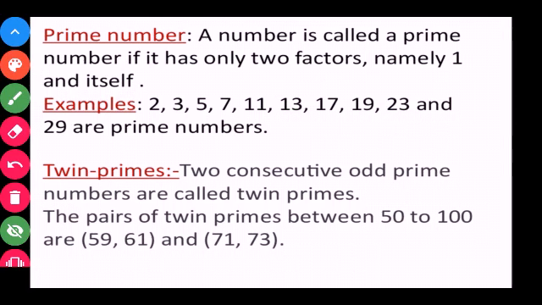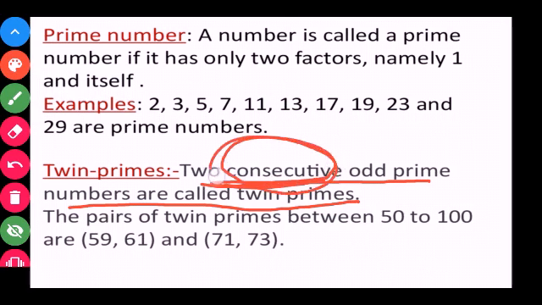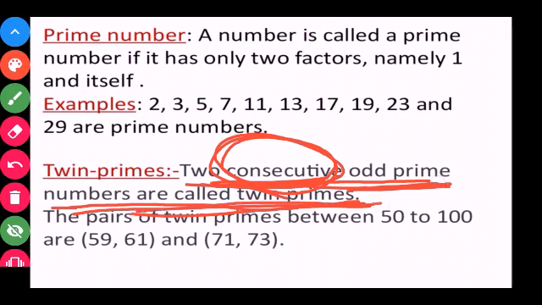Twin primes. So what are twin primes? Two consecutive odd prime numbers are called twin primes. Here, the term consecutive. What do you mean by consecutive? Consecutive means लगातार, one after another. So two consecutive odd primes are said to be twin primes.